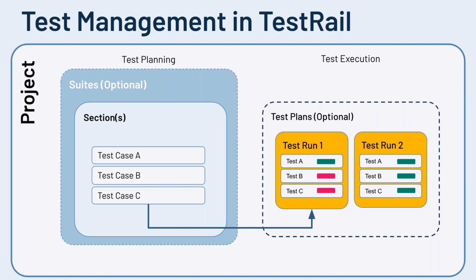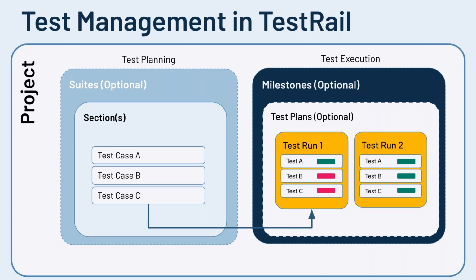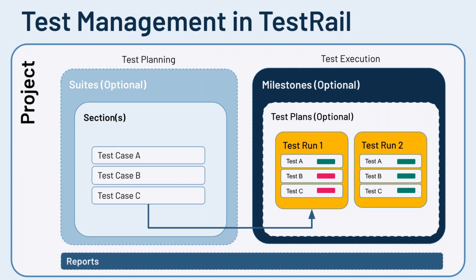You can also create milestones, which allow you to plan and track the progress of multiple test runs and test plans involved in a single release, sprint, or other unit of time you want to measure your testing against. And then finally, there are the reports and metrics that you can find in TestRail, which give you the ability to drill down into various aspects of your test repository and test execution history across the length of your entire project.